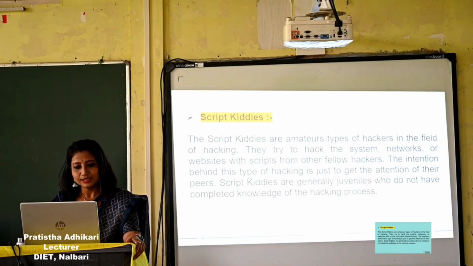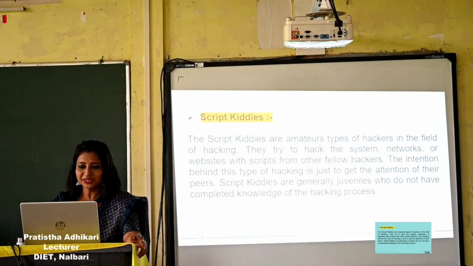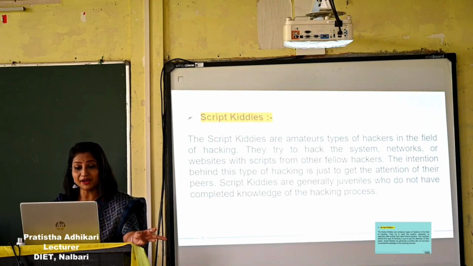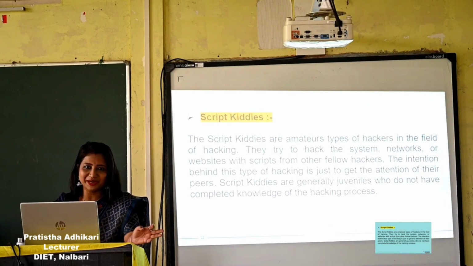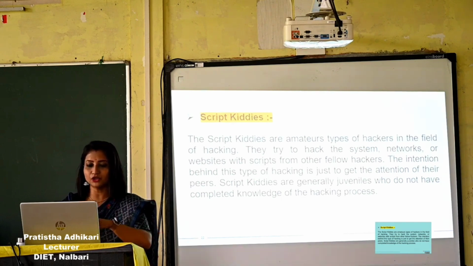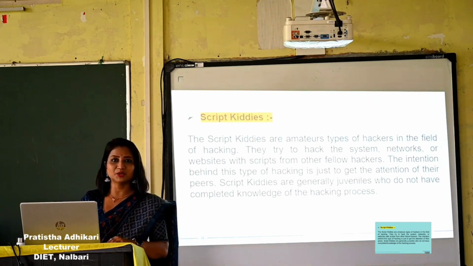Now what are these? Script kiddies are the amateur type of hackers in the field of hacking. They try to hack the system, the networks, or the websites with scripts from other fellow hackers. The intention behind this type of hacking is just to get attention from their peers. Script kiddies are generally juveniles who do not have complete knowledge of the hacking process.